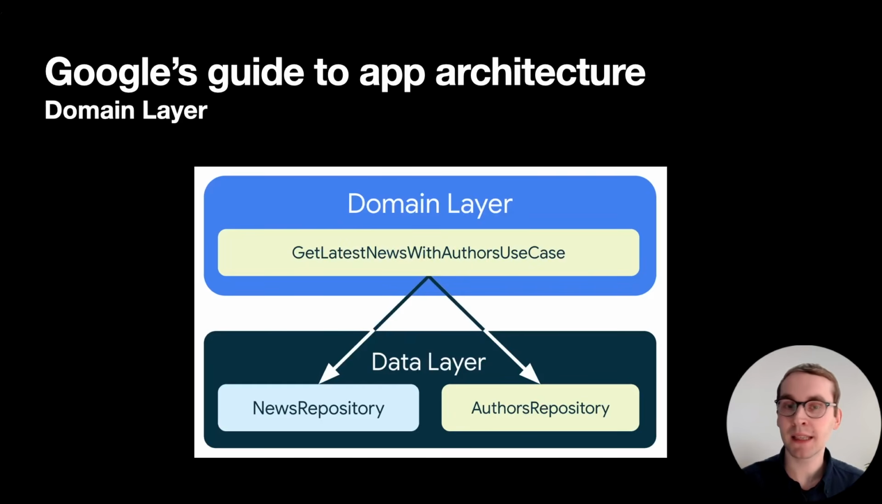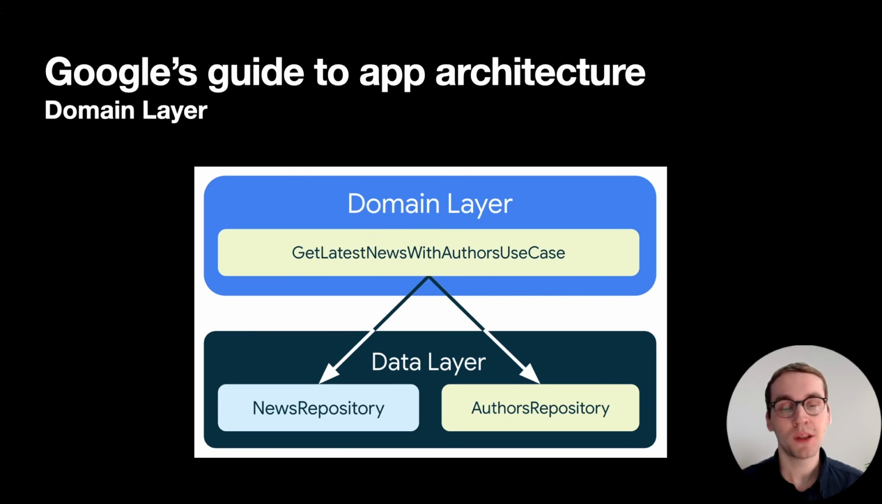Okay, next up is the domain layer. It's an optional layer between the UI and data layers. You want to introduce the domain layer when you have complex business logic that involves working with multiple repositories, or when that logic is reused by multiple view models. Classes in the domain layer are commonly called use cases or interactors. Each use case should have a single responsibility. For example, your app could have a get latest news with authors use case, which pulls, combines, and transforms data from 2 separate repositories: news repository and authors repository.